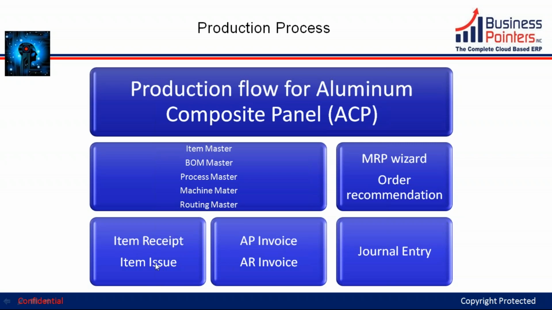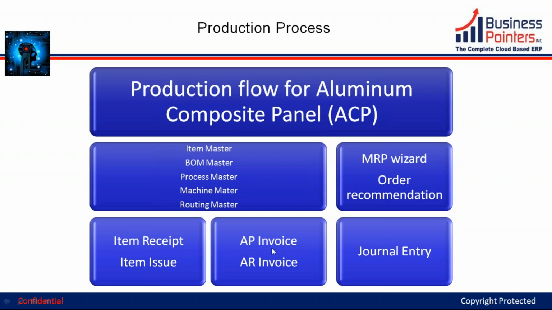The item receipt and the item issue will indicate the movement of goods from one warehouse to another or from one location to another. So the incoming of raw materials will be done by doing an item receipt into the system, and then the outgoing of the raw materials will be done using the item issue. So the item receipt and item issue will create a record every time the items are moved from one location to another.